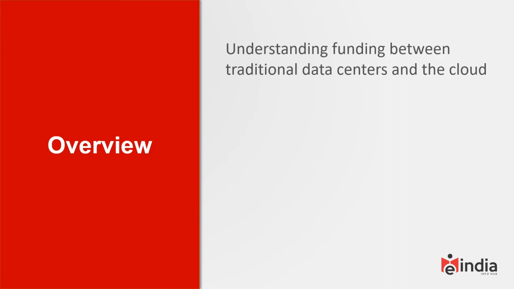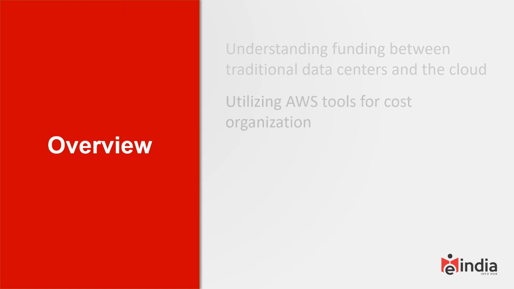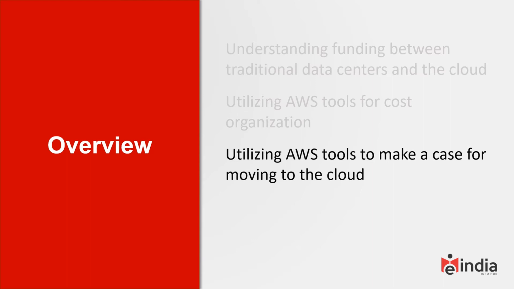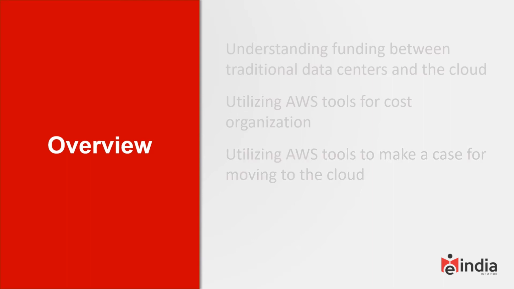So in this module, we're going to be talking about the economics of the cloud, and we're going to cover several topics. First of all, we're going to be looking at the funding differences between traditional data centers and the cloud. And then we're going to look at the AWS provided tools for the organization of our costs. And then we'll be utilizing AWS tools to actually make a case for moving our organization to the cloud. And then we'll be exploring AWS costs using the AWS provided tools.